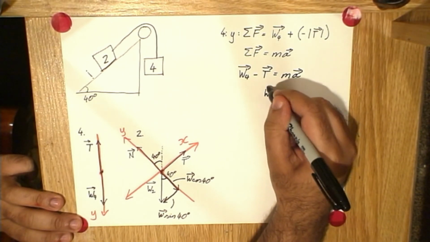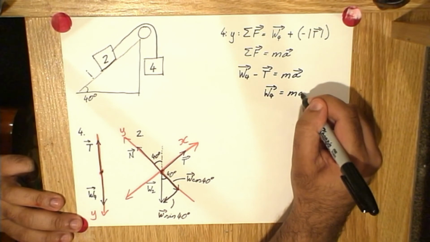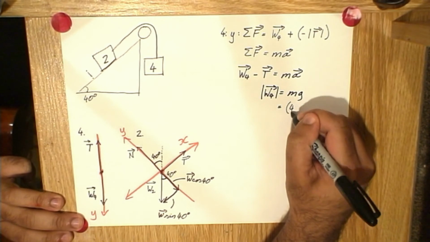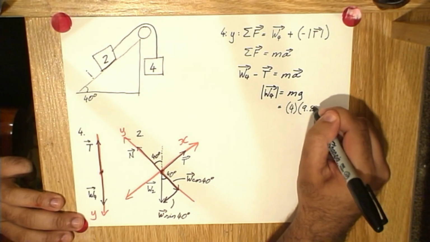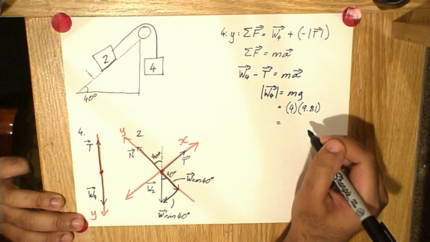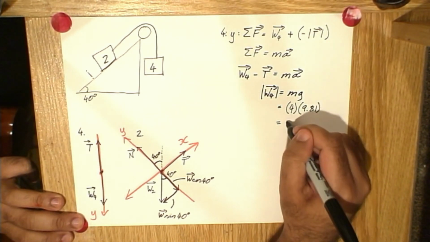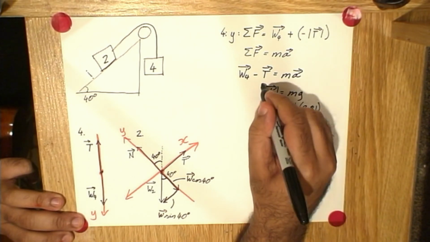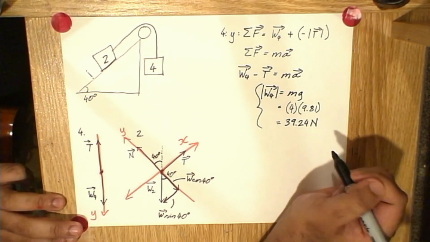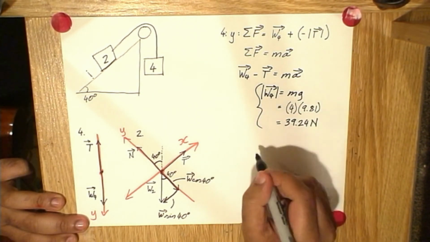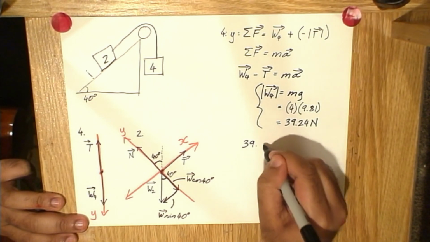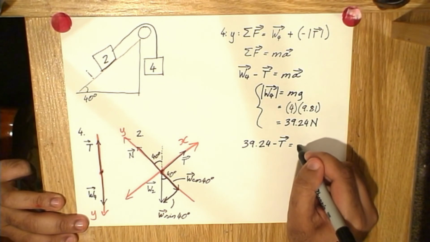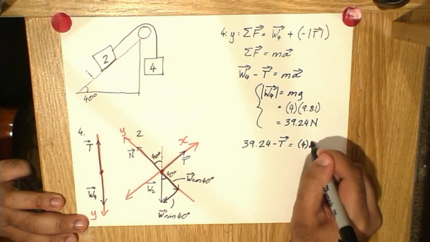Now the weight of the 4 kilogram object is given by mg, which is equal to mass 4 times gravity, 9.81. So multiplying these two together, you get 39.24 newtons. That's the weight of the 4 kilogram object. Plugging this information in here, we get 39.24 minus the tension is equal to the mass 4 times the acceleration, which is as yet unknown.